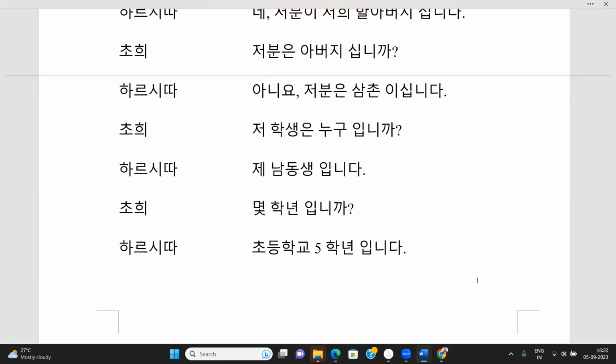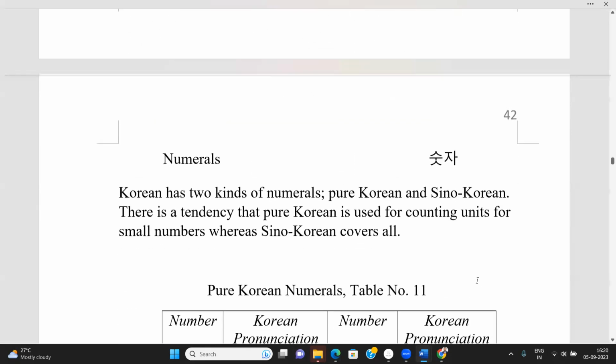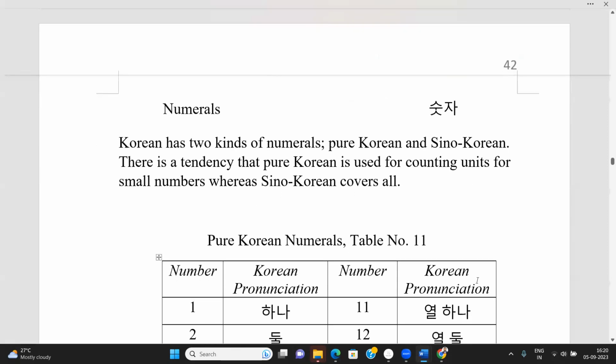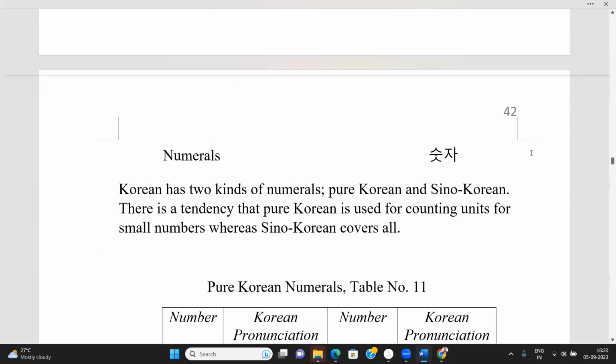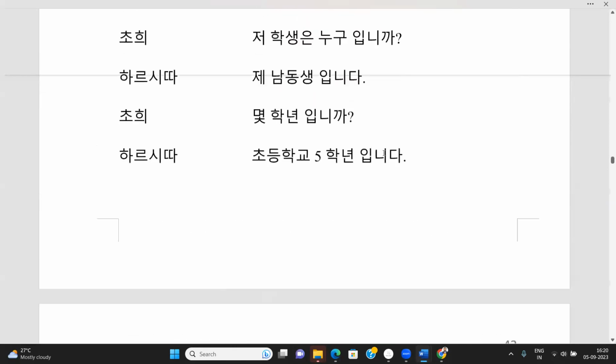Okay. Okay. Hmm. Here is number. You know already. We will read this. Okay, read it fastly. Or leave it. Separately you read. Okay. Okay.